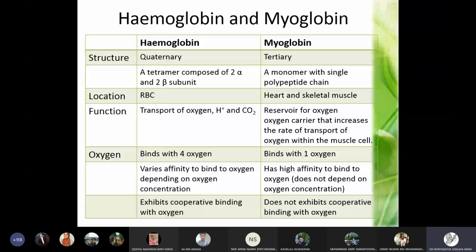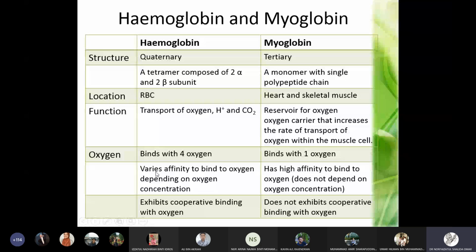Okay. So because hemoglobin has these 2 alpha and 2 beta subunits, each one has an iron, okay, heme. That is the one that binds to the oxygen. So each one has one heme, so it can bind four oxygens. Whereas myoglobin only has one heme, so it can only bind one oxygen. And then the affinity towards the oxygen is also different.